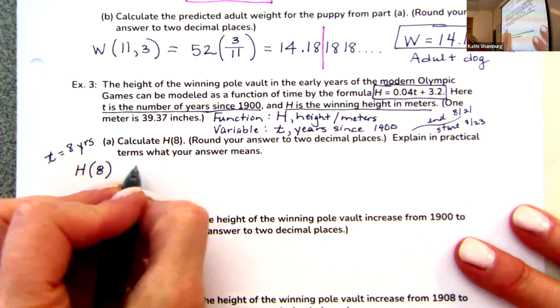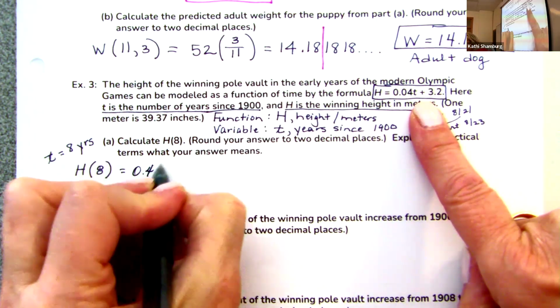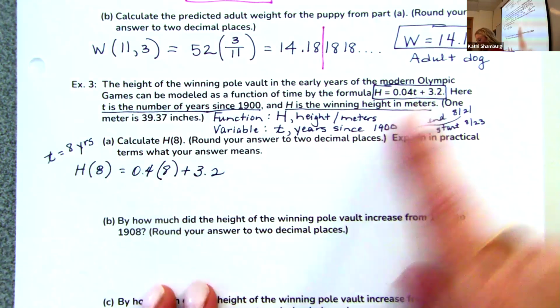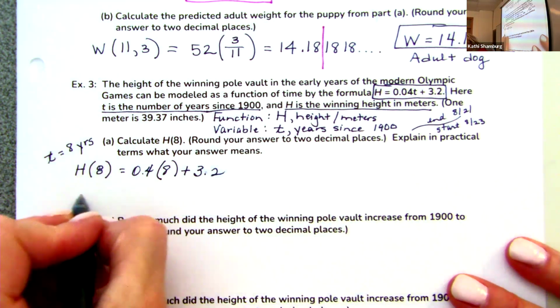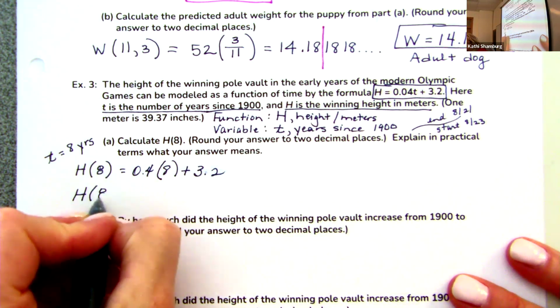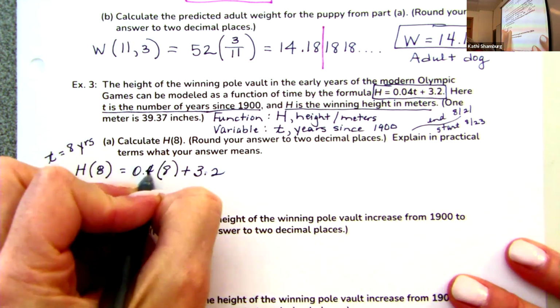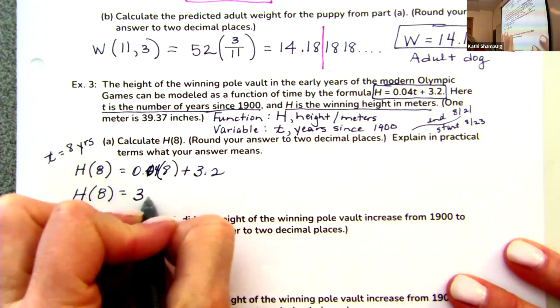All right, so they want us to calculate. We're going to put it into this formula. 0.04 times 8 plus 3.2. And I'm going to see that it says round your answer to 2 decimal places. So height at 8 years. What did you calculate? It's supposed to be 0.04. I forgot my 0. Thank you. 0.04. There we go. Thanks for catching that. 3.52. Okay, so we get 3.52.